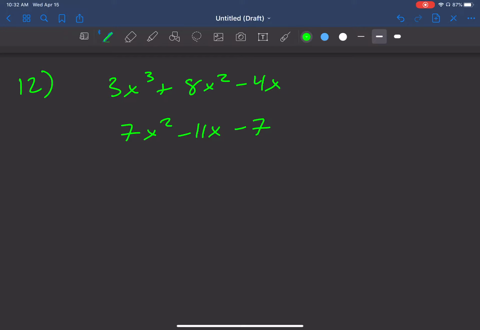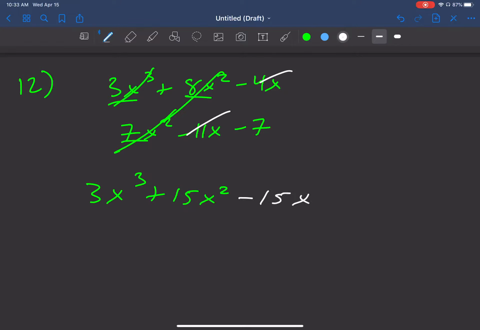What's the summation of these? Well, if you guys remember, you're just adding like terms. There's no 3x cubed, so you just bring it down. There are your two x squared terms, so you have your 15x squared. You have your minus 11x minus 4x, it's minus 15x, and then of course your constant, minus 7. So it's as simple as just adding like terms.